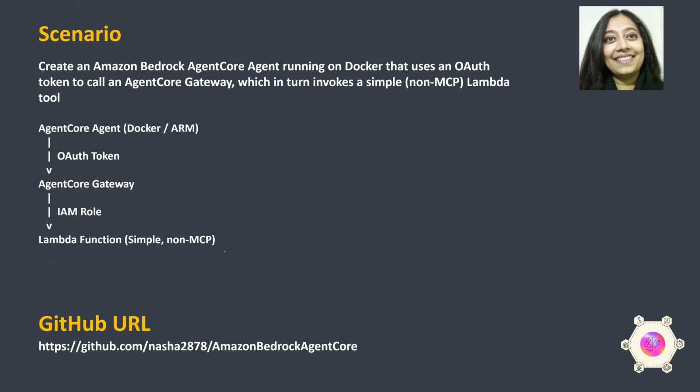Now, let's get to the scenario of this lab. In our lab today, we are going to create an Amazon Bedrock AgentCore agent. This agent, as I said earlier, will run on Docker. This agent is going to use an OAuth token to call an AgentCore gateway, which in turn invokes a simple, that is non-MCP based, Lambda tool.